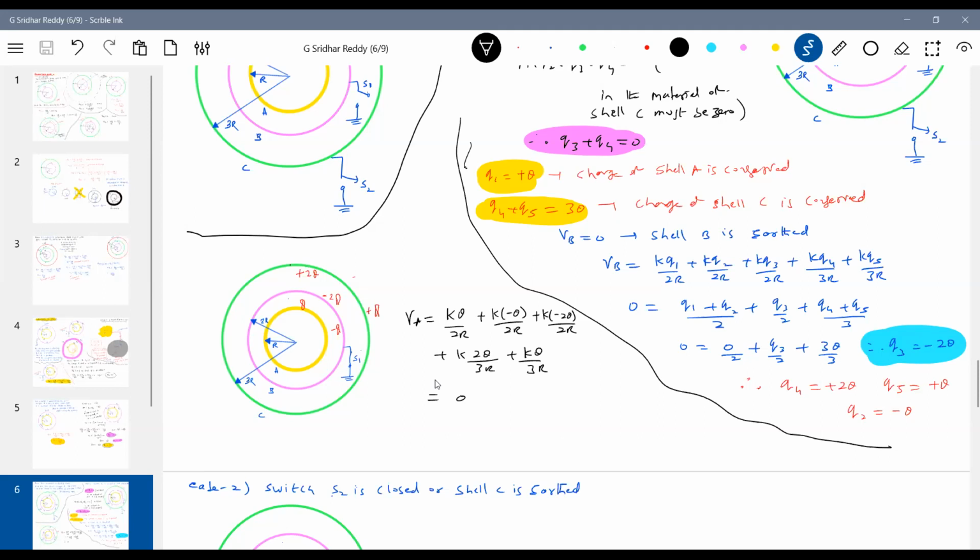Okay, possible. Similarly, potential of shell C, the similar method. KQ by 3R will come. This is after earthing. You see, shell B is earthed. Even with 3 shells, the method is the same.